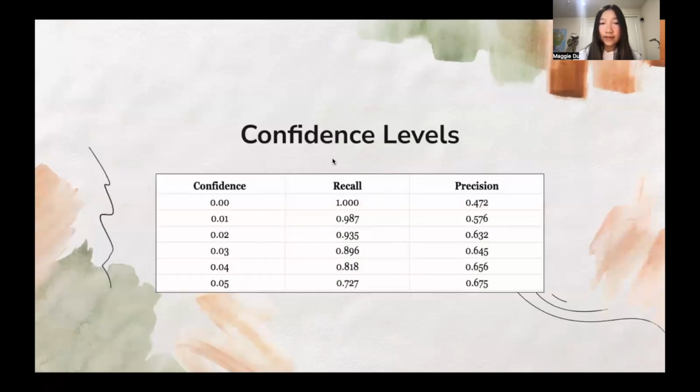Finally, confidence levels. By sweeping through different confidence levels, I could see how precision and recall changed. The confidence level essentially just answers the question of how confident YOLO needs to be before identifying the object as a soccer ball. For example, with a confidence level of 0.05, that means that YOLO needs to be at least 5% confident that the object is a ball before identifying it as one.